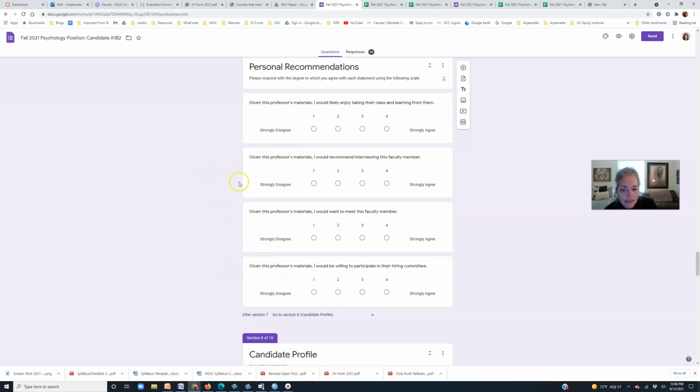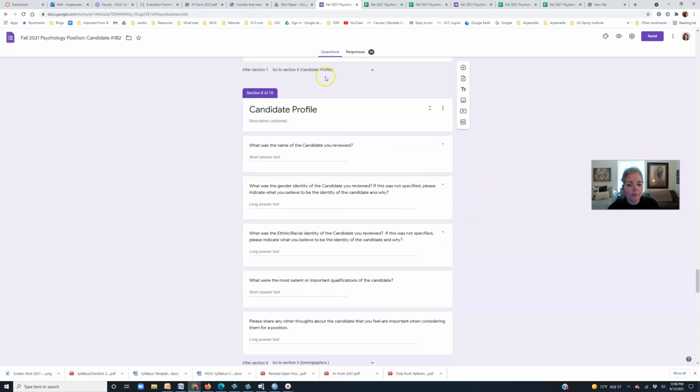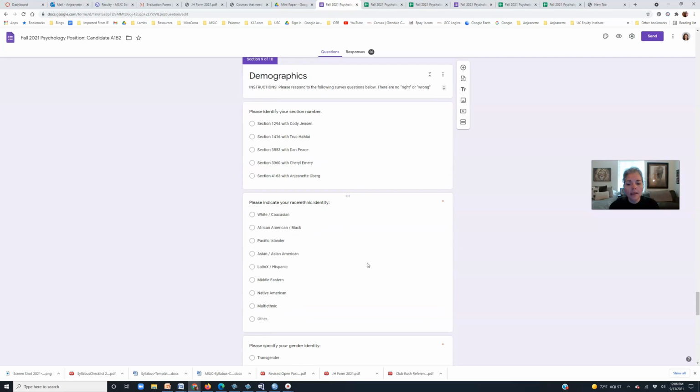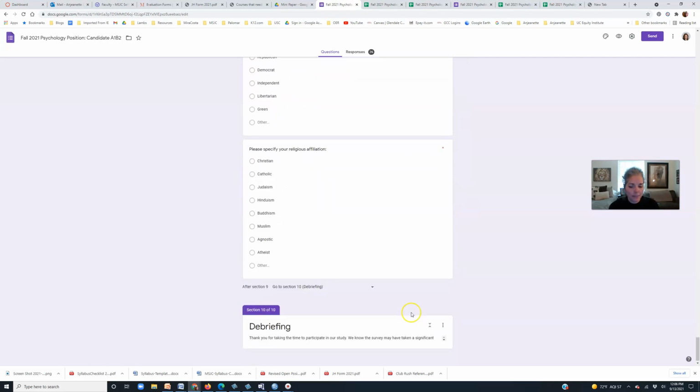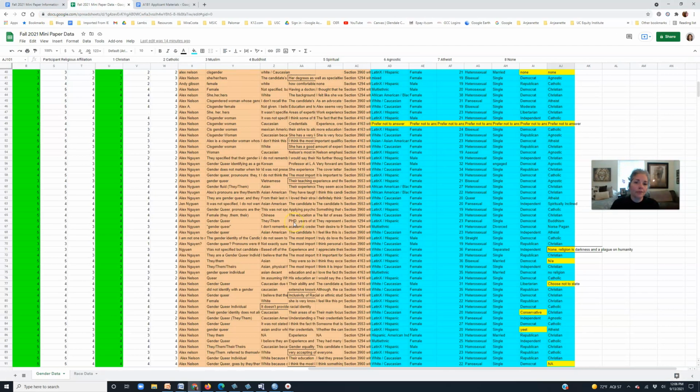So, given these materials, I'd recommend interviewing this candidate, on a scale of 1 to 4, with 1 being strongly disagree and 4 being strongly agree. And then this is the candidate profile, where the questions were used for the manipulation check to make sure our participants did in fact understand the manipulation and knew the differing race of the candidate they were reviewing or the differing gender identity. And then the demographics were about the participants themselves. So all of that data then fed into our worksheet that you're reviewing here.